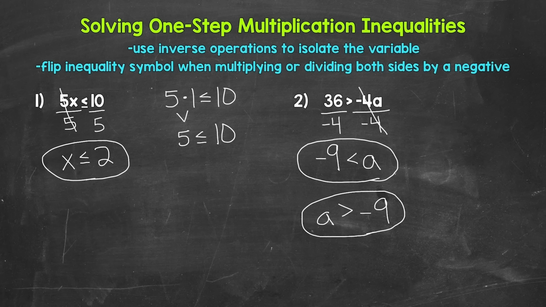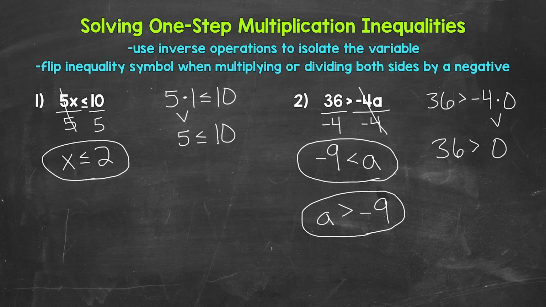Now let's check a solution and let's use 0. So plug in 0 for a. We have 36 is greater than negative 4 times 0. Negative 4 times 0 gives us 0. And 36 is greater than 0, so we are correct here. a is greater than negative 9.